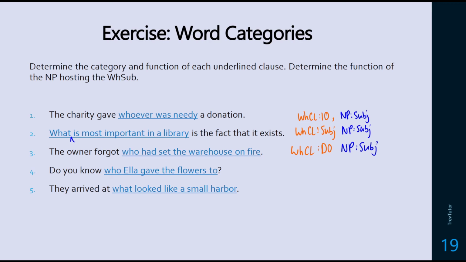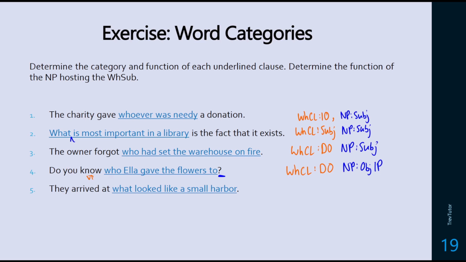Okay, "do you know who Ella gave the flowers to?" So know is a transitive verb. So this is going to be a WH clause direct object. And who Ella gave the flowers to? So she gave the flowers to someone. So this noun phrase is acting as an object of a preposition. To whom would be the PPIO, but just who on its own here is an object of a preposition.